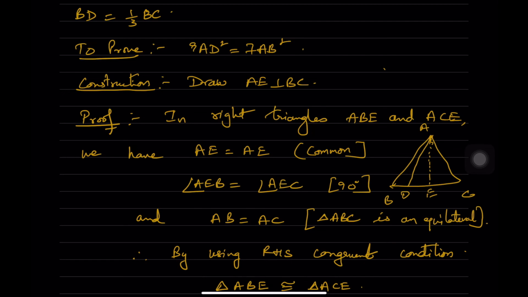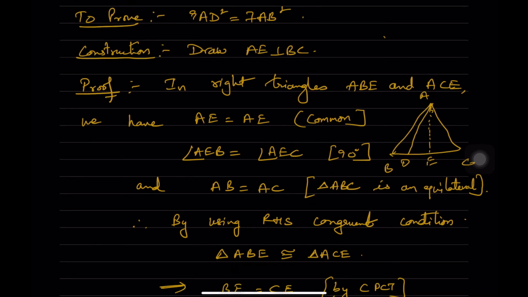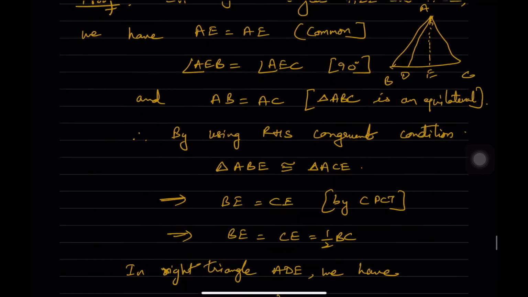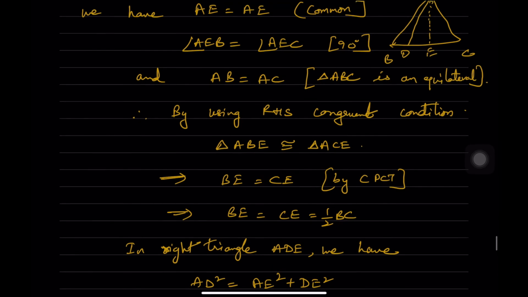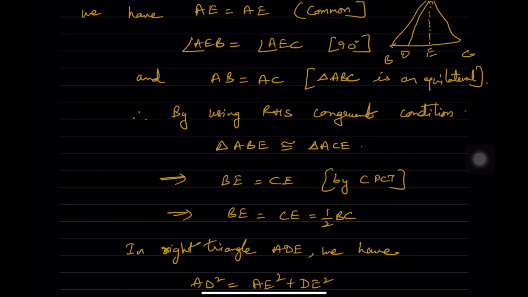So now in these two right triangles ABE and ACE, you are having AE equal to AE common, angle AEB equal to angle AEC, that is 90 degrees, and AB equal to AC because triangle ABC is an equilateral triangle. Therefore, by using the RHS congruence criterion, triangle ABE is congruent to triangle ACE. So by CPCT, that is corresponding parts of congruent triangles, BE is equal to CE, that is equal to half of BC.